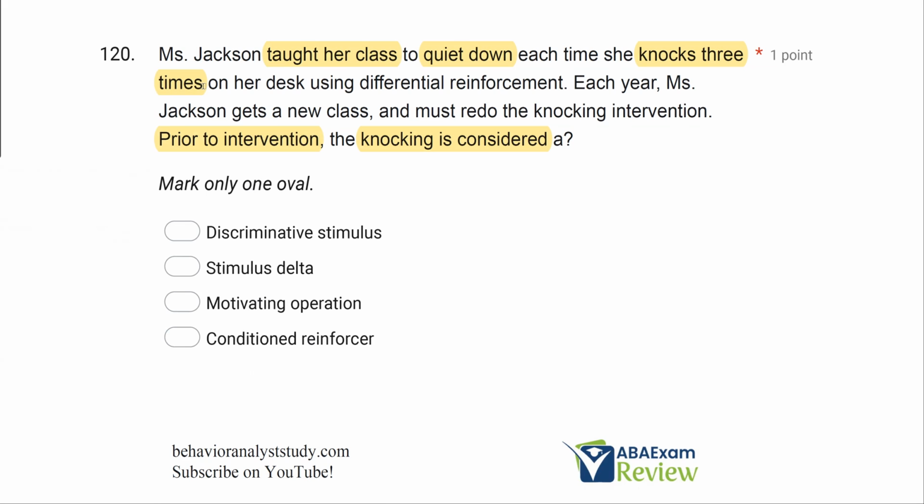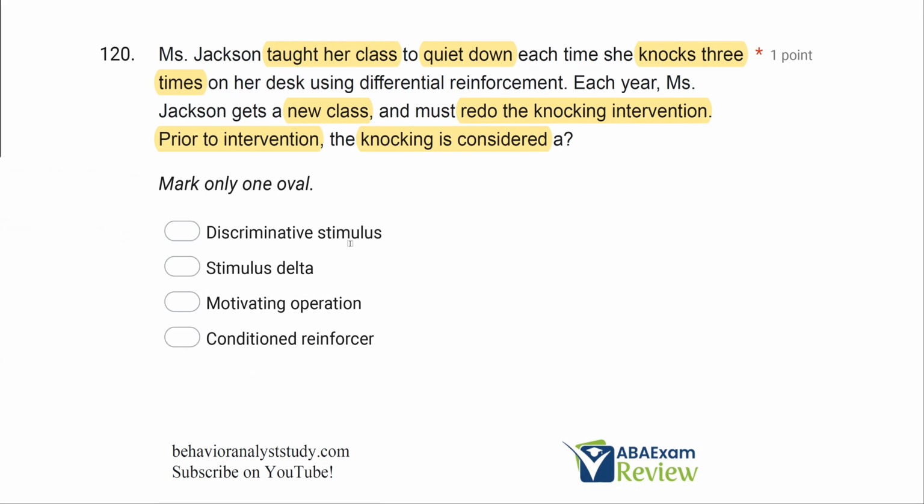The knocking becomes the SD for evoking quiet down because it produces reinforcement. When the class quiets down after she knocks 3 times, they get reinforced, thus making the knocking an SD. However, when she gets a new class, she must redo the intervention because they don't know it yet. The new class has never had the intervention. The knocking means nothing to them because they've never been reinforced in the presence of the knocking. So prior to the intervention, what is the knocking considered? The knocking is a discriminative stimulus after the intervention, because you have to create it, you have to make the knocking an SD.